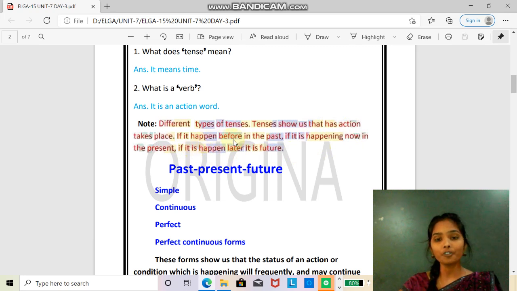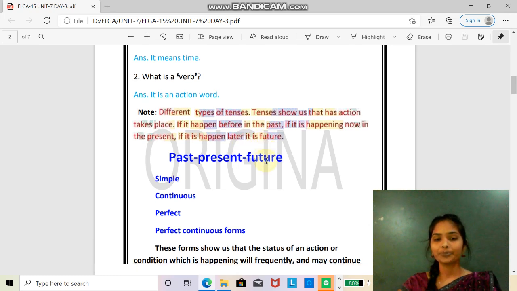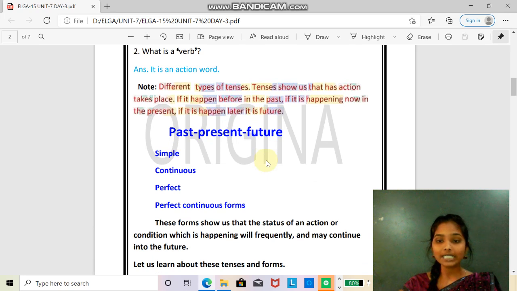If it happened before, we call it past. If it is happening now, we call it present. If it happens later, we call it future tense. So, as we know, we have three kinds of tenses: past tense, present tense and future tense. Again, in each tense we have four subparts. For example, in the past tense we have simple past tense, past continuous tense, past perfect tense and past perfect continuous tense.